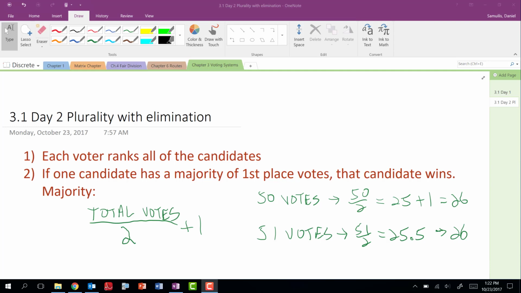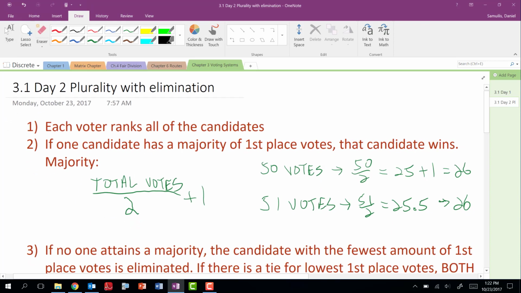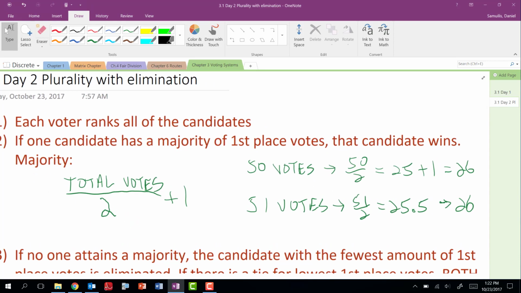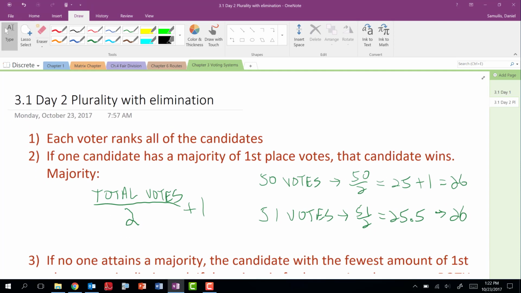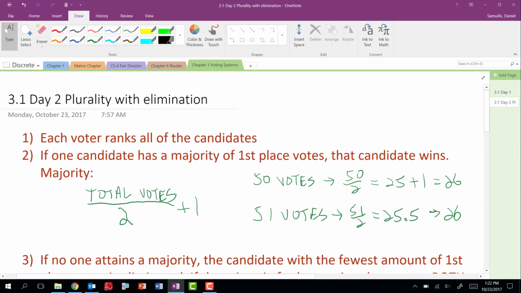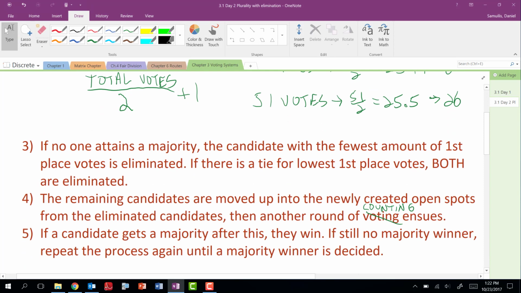All right. 3.1 day 2, plurality with elimination method. I can't even speak. Those that are watching us online, you're going to have to listen to something very fast. Read. You can read this. Good. Then candidate majority. Great. And then if they get it, it's over. And then here's where the speciality of this system comes into play.